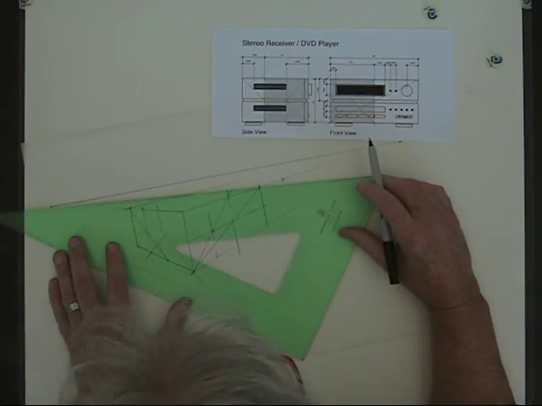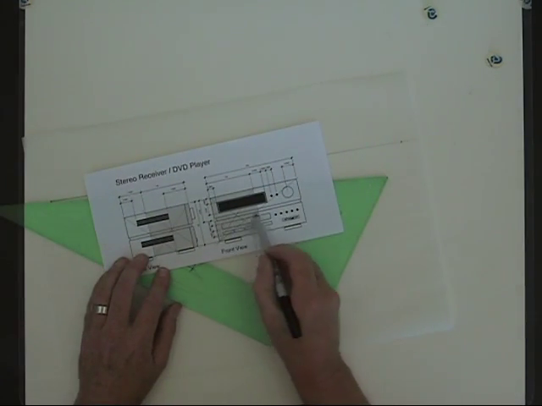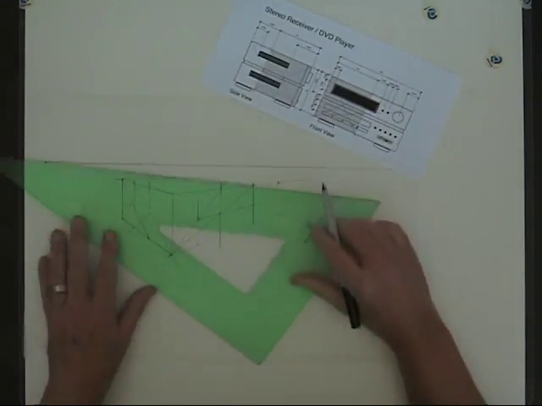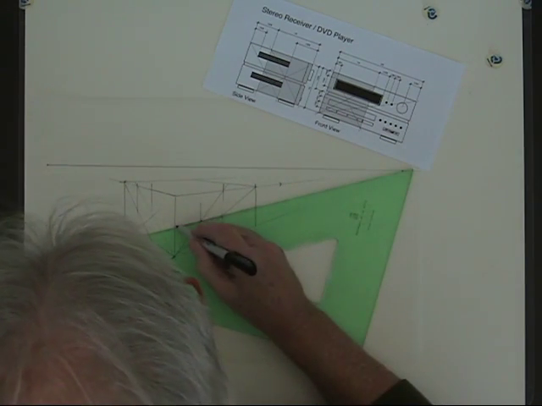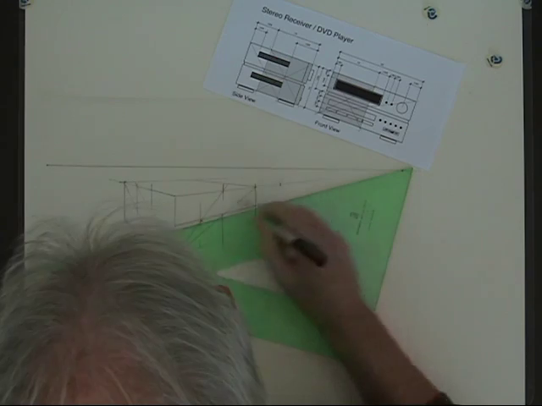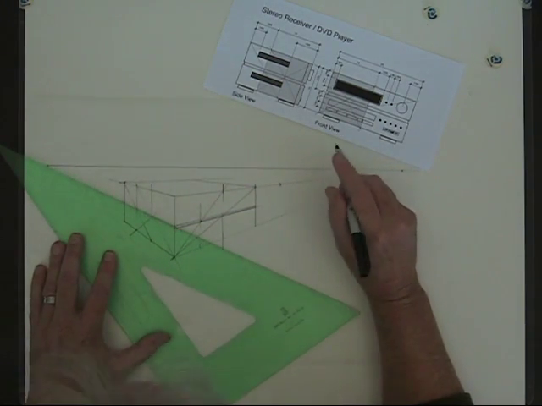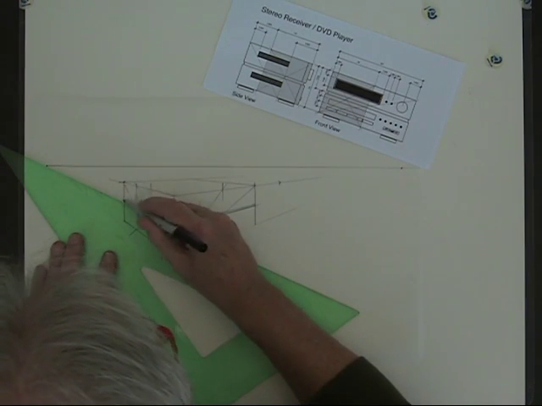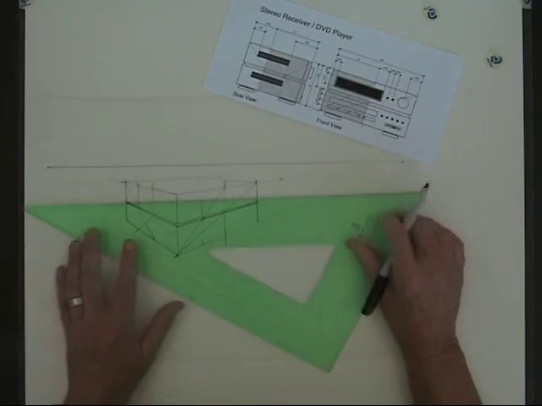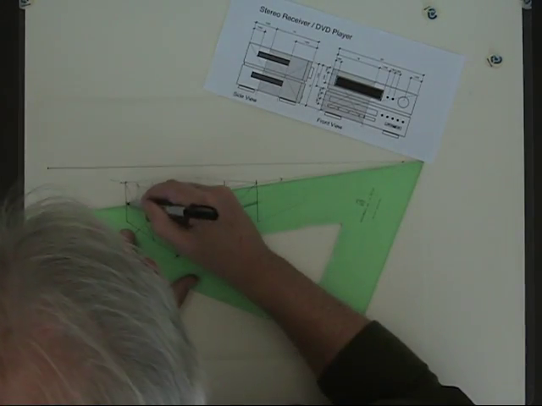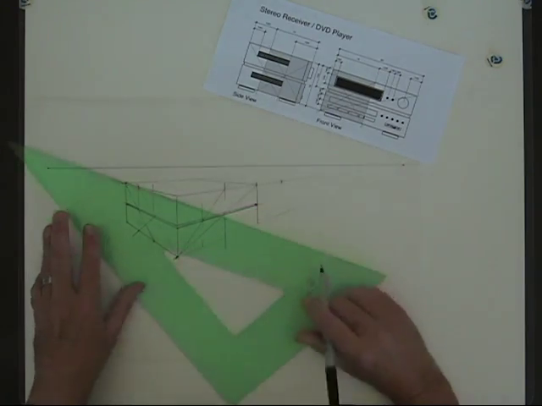Now let's add the detail. When I look at this stereo, I can see that there's a reveal, a little groove going right through the center. And I can lay that in, both the front and the side. I'll show there is a little depth to that reveal.